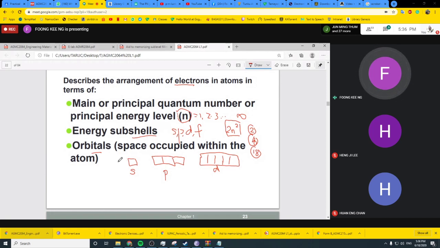So look at your periodic table. Let's look at Mr. Lee. Lee Hao-Ren. Yes, Hao-Yuan. Okay, give me one element that comes to mind. Any element. Oxygen. Okay, let's look at O.